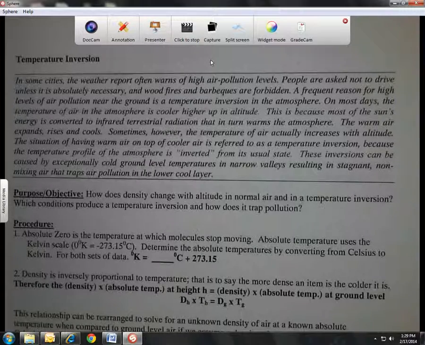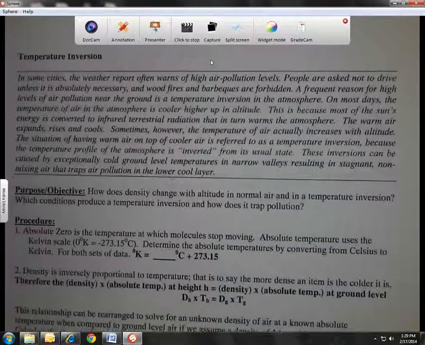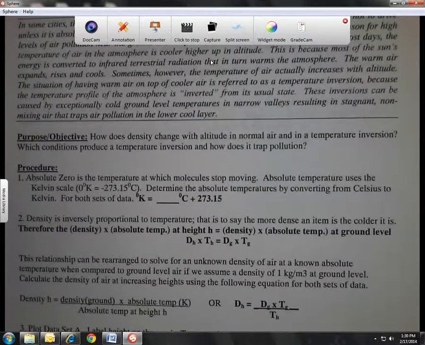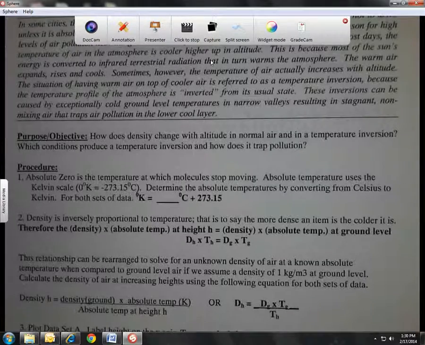When you look at these procedures, the first procedure is just showing you how to convert from Celsius to Kelvin, because we use Kelvin as our temperature reading when we're looking at absolute temperature and we're dealing with temperature within the atmosphere. The second procedure is going to talk about how you can calculate density when you're looking at these temperature inversions within the atmosphere.